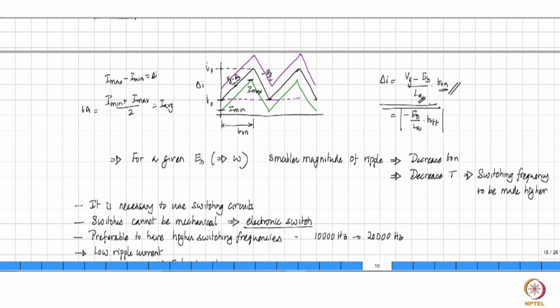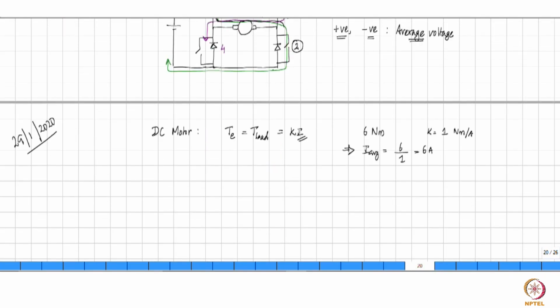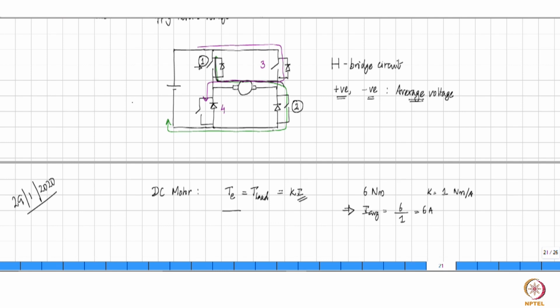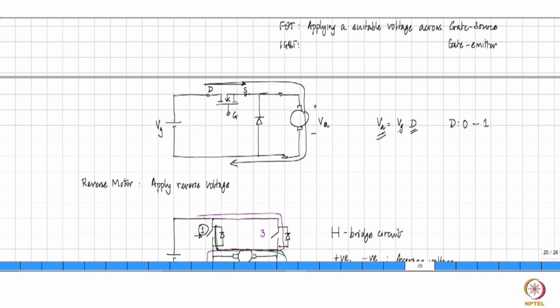So the average value needs to be found out from the requirement of the motor, right? Now one must understand, if we are going to have a circuit like this that we drew yesterday, what is the average value of the applied voltage that is going to come across the motor? In the earlier case, we saw that the average value is simply equal to Vg multiplied by the duty ratio. What happens in this situation?